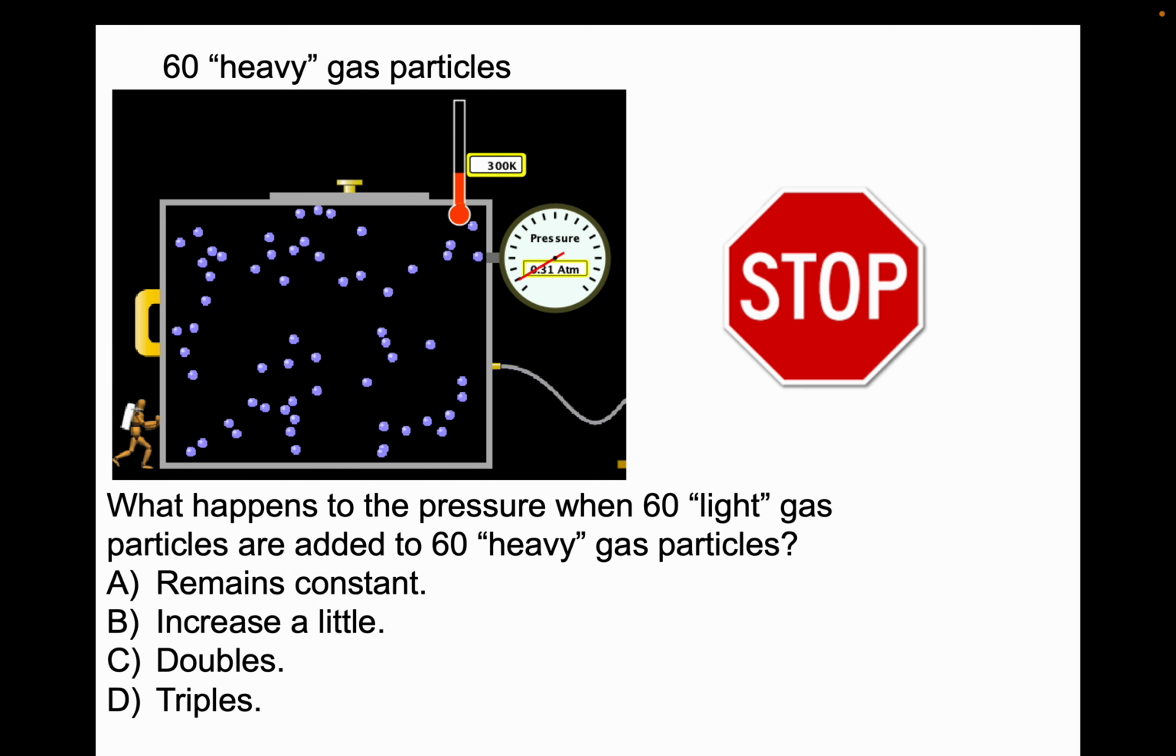Time for another prediction. Here we have 60 heavy gas particles in the container. We see that they're at a particular temperature and they're exerting a particular pressure. What's going to happen when we now add 60 light particles? So we'll have 60 heavy and 60 light. What will happen when we add the light particles to the chamber, ones with a smaller mass? Would the pressure remain constant, increase a little, double, or triple?